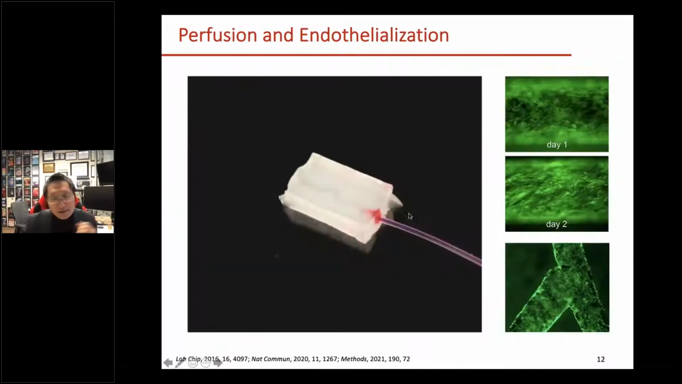So here are some examples showing the perfusion happening. This movie doesn't play, it seems, but you can actually see the perfusion of the channel when you do the perfusion. Since it's a biologically relevant hydrogel structure, you can also endothelialize these microchannels to make them biologically functional, right? Endothelial cells were growing pretty well and became confluent after a few days of culture. And you can also do branching structures with the sacrificial bioprinting method.